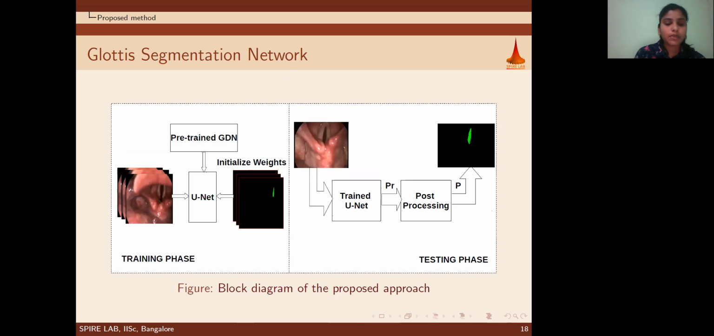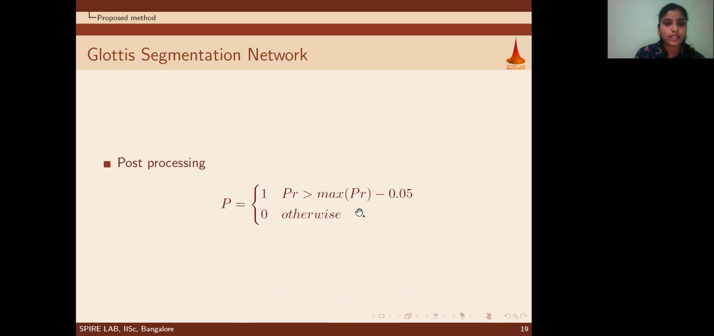This figure illustrates the block diagram of the proposed approach for glottis segmentation. In this work, we have only 921 annotated images to perform the glottis segmentation task, which are significantly less compared to the number of parameters of the UNet. To overcome this problem, we have used the trained GDN weights for better initialization in UNet to get more precise segmented output compared to random initialization. In order to reconstruct a binary image from the predictions, we choose a threshold of maximum of predictions minus 0.05.